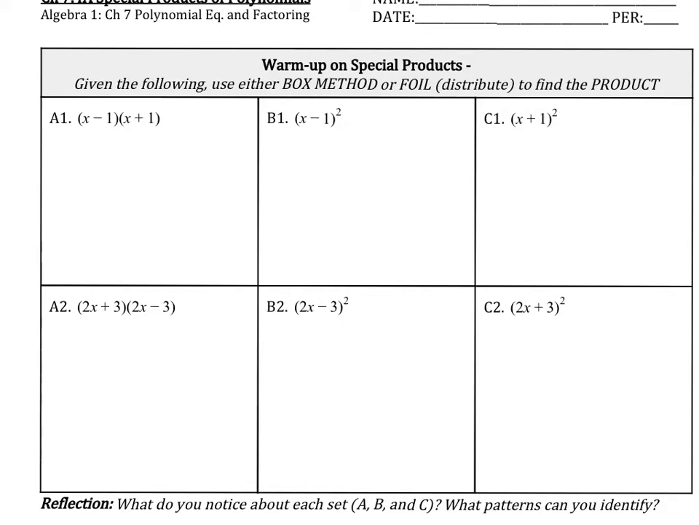Chapter 7.4a Special Products of Polynomials. First thing we're going to do here is warm up on special products. We're going to do these 6 problems using the box method, FOIL, or the distribution method. So we're going to warm up. You're going to pause the video and do these warm-ups, and then we will go over these together.